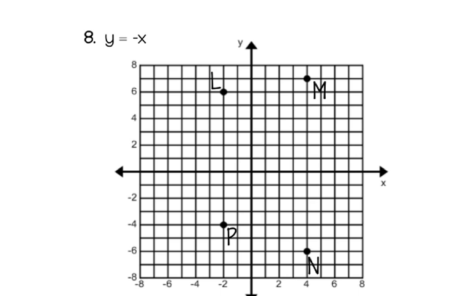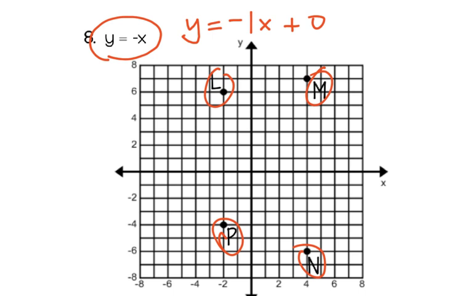Okay, let's go to number 8. This time we're going to reflect across the line y equals negative x. So remember that that's going to be y equals negative 1x plus 0. So go ahead and pause the video. I want you to graph the line of reflection, and I want you to reflect all of the points. Then you're going to come back to the video and make sure that you did it right. So pause the video until you're finished with this one, and then come back and make sure you did it right.